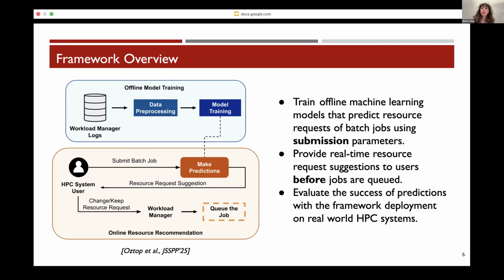And in the online recommendation stage, we designed it such that we provide real-time resource requests to users before their jobs are queued. And lastly, we evaluate the framework's success on deployment for a real-world HPC system. Right now, this system is Boston University's Shared Computing Cluster, and we aim to apply this framework to other systems like Perlmutter as well.